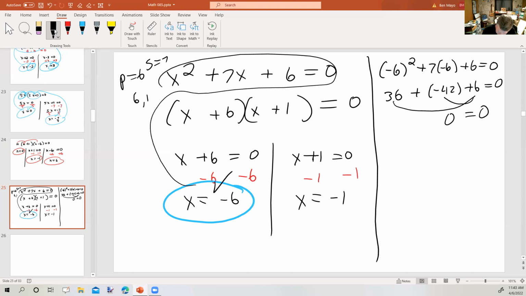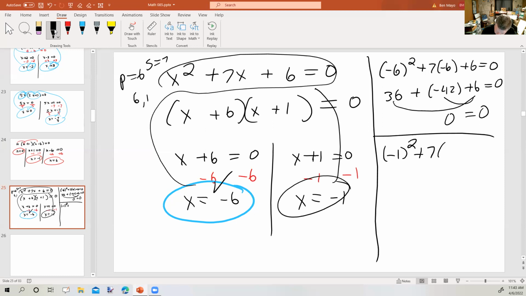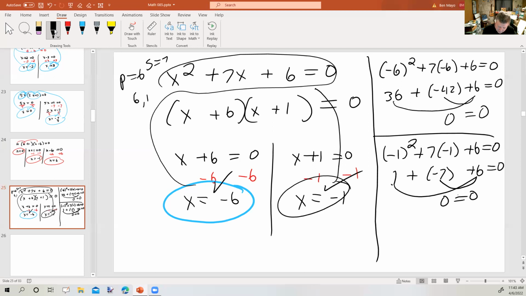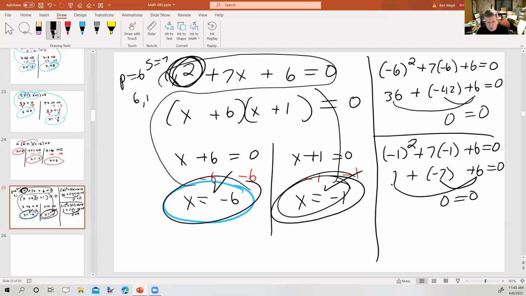Let's take this second solution and check it out. -1, so we get -1, the quantity squared, plus 7 times -1, plus 6 is 0. -1, the quantity squared, is 1. 1 plus -7 plus 6 equals 0. 1 plus 6 is 7, plus -7, 0 equals 0. So this one also checks. So a second degree equation has 2 solutions. Any questions about that example?